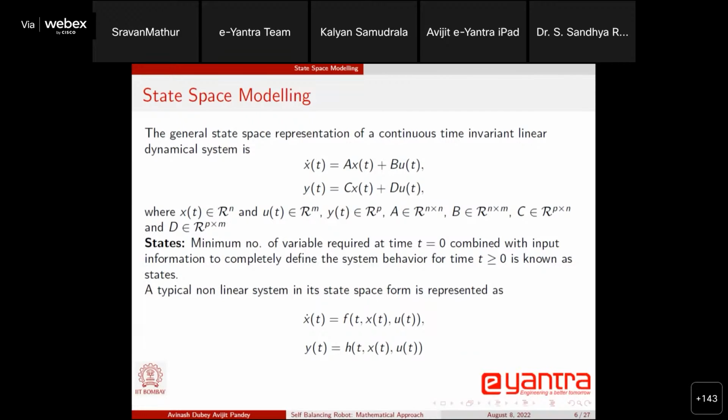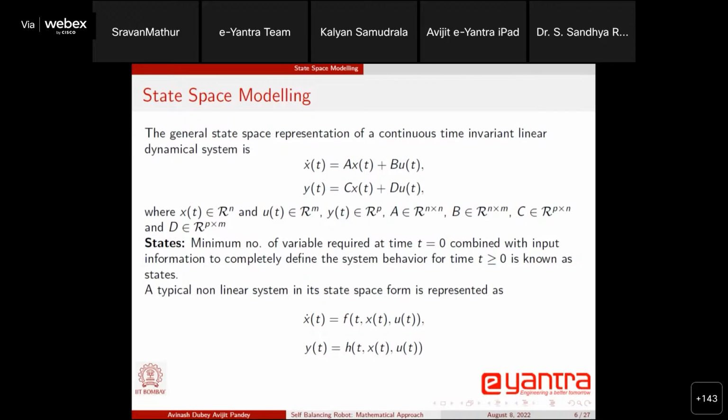Then based on those states, you represent your whole system in the form of linear differential equations, which is x dot equals Ax plus Bu, where x is the state of the system, A is the system matrix, u(t) is your input to the system, and B is known as the input matrix. y is your output of the system, and y equals Cx plus Du, where C relates the output with the states, and D is the feedforward matrix which relates your output to the input. So these are the different components of the system.